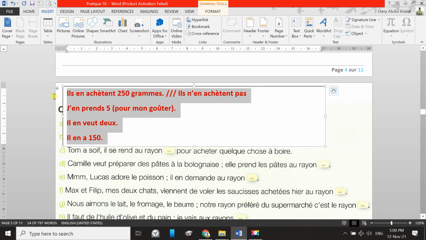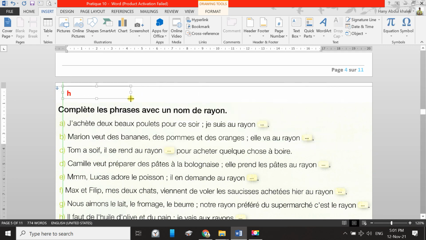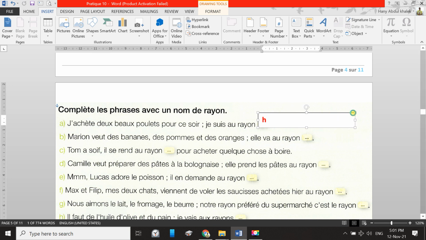Okay, complete here. Okay, let's write le nom de rayon. Okay, the name of the rayon or the department or the section in the hypermarket. J'achète de beaux poulets pour ce soir. Here the keyword is poulet. Poulet type, so we can find it au rayon viande. So this is the keyword. Try to find the keyword in each sentence.